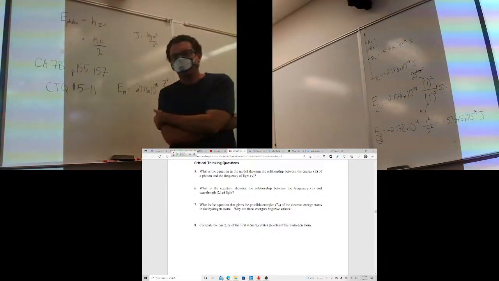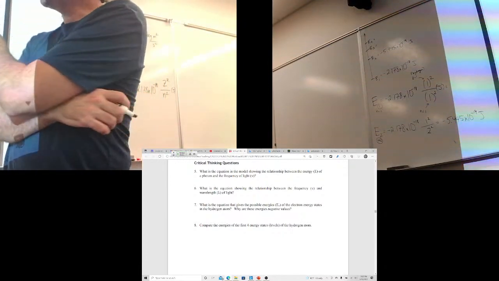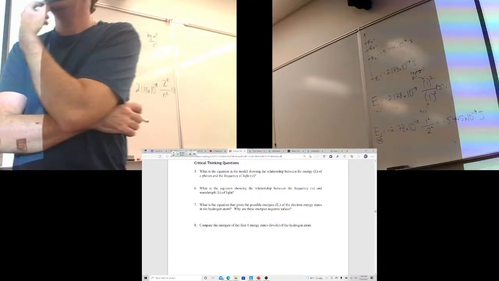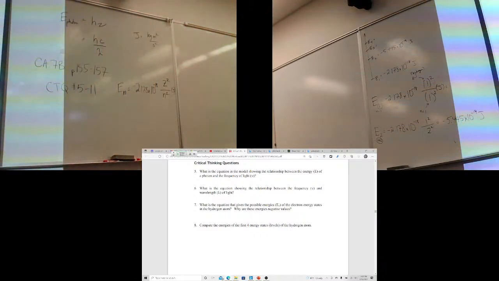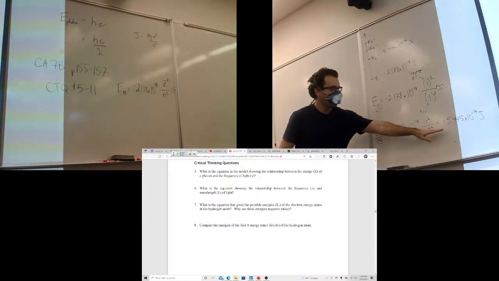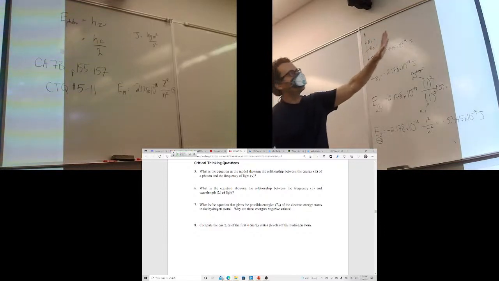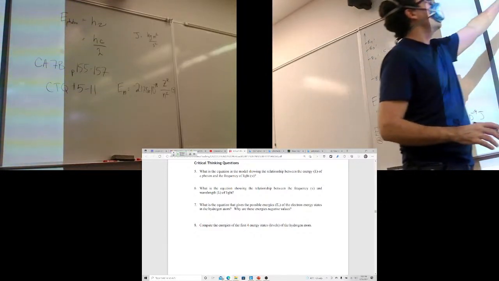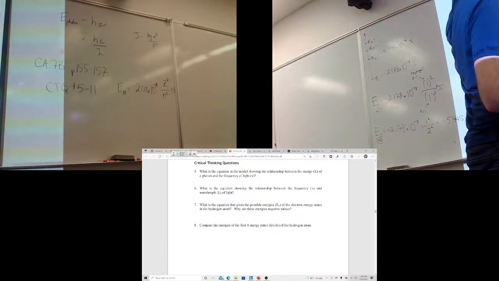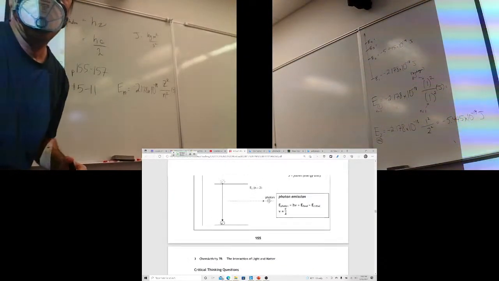I think everybody's tried some of these calculations already, which is good. If you're getting close to what I'm getting, you should be getting exactly what I'm getting, so you're good. Let's go through the questions quickly. What is the equation of the model showing? The model is showing the relationship between energy and photon.